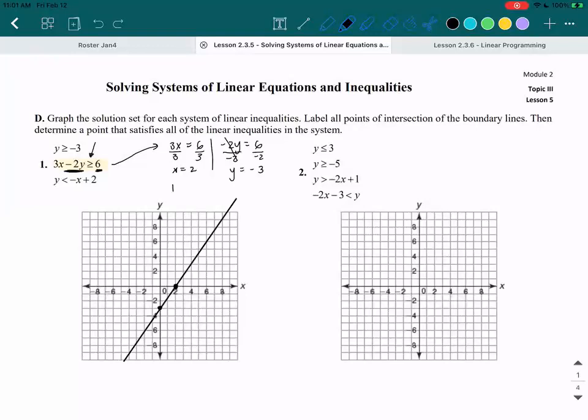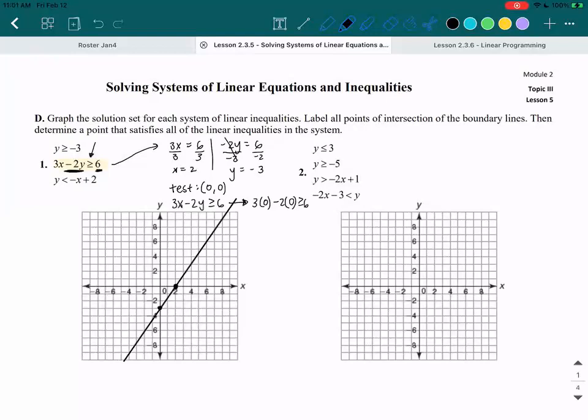Let me write that here, test 0, 0. And so we're plugging it into this equation, 3x minus 2y is greater than or equal to 6. And we need to see if this gives us a true statement or a false statement. So let's take a look. I'm going to plug it in now. So 3x, well, in our test point 0, 0, x is 0, minus 2y, well, that's going to be a 0 as well, is greater than or equal to 6.